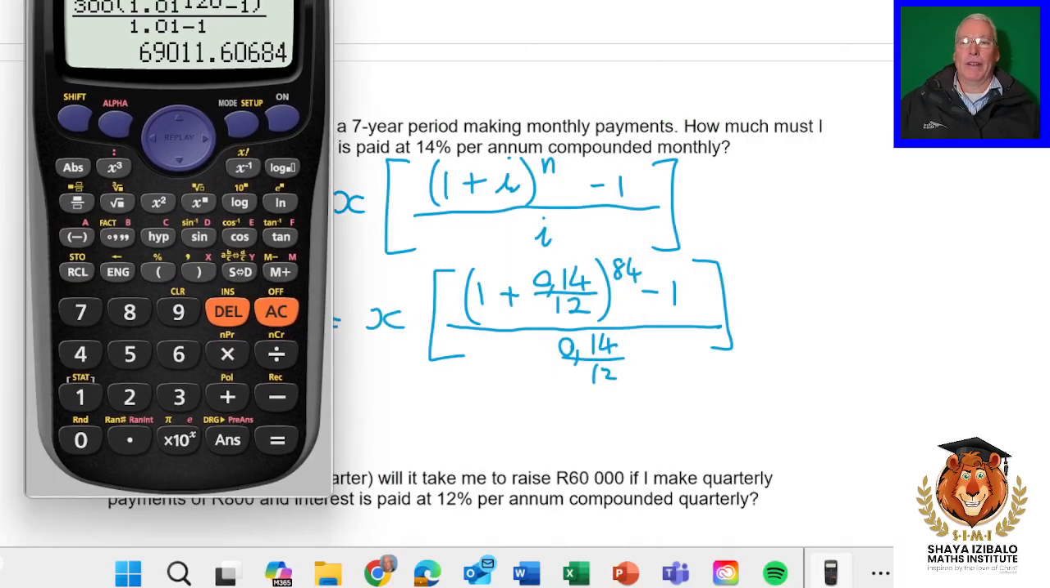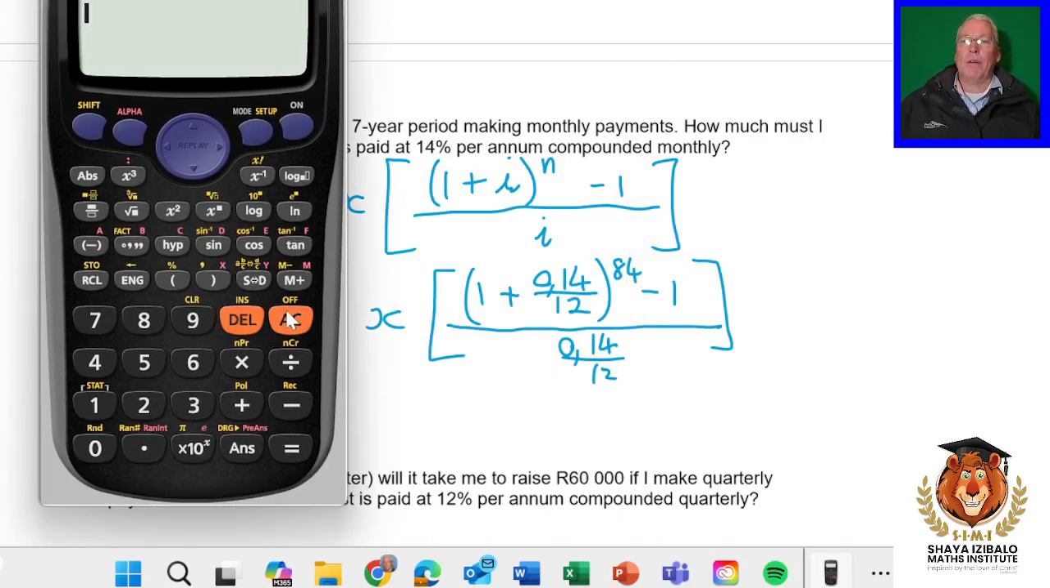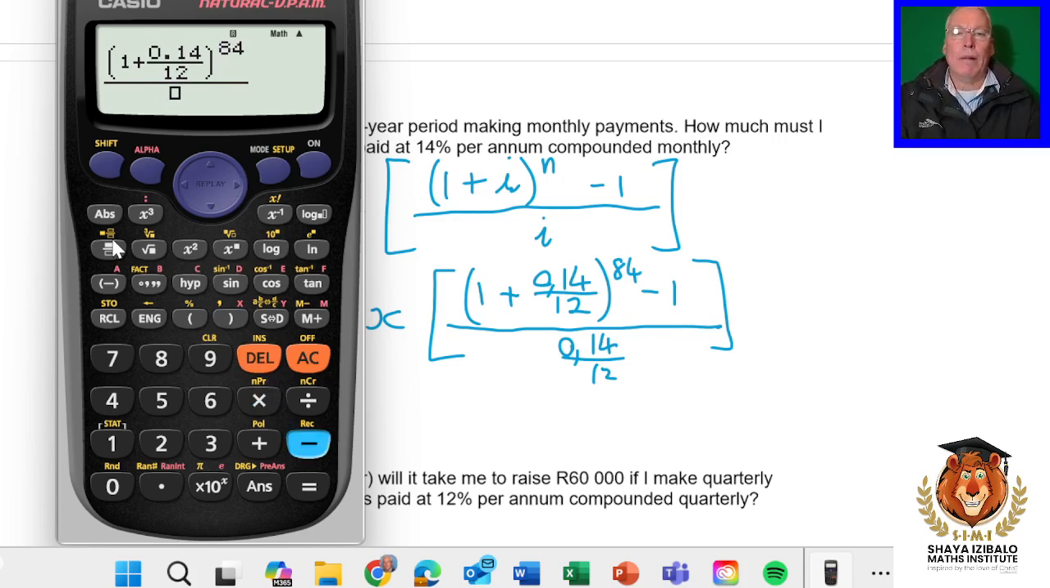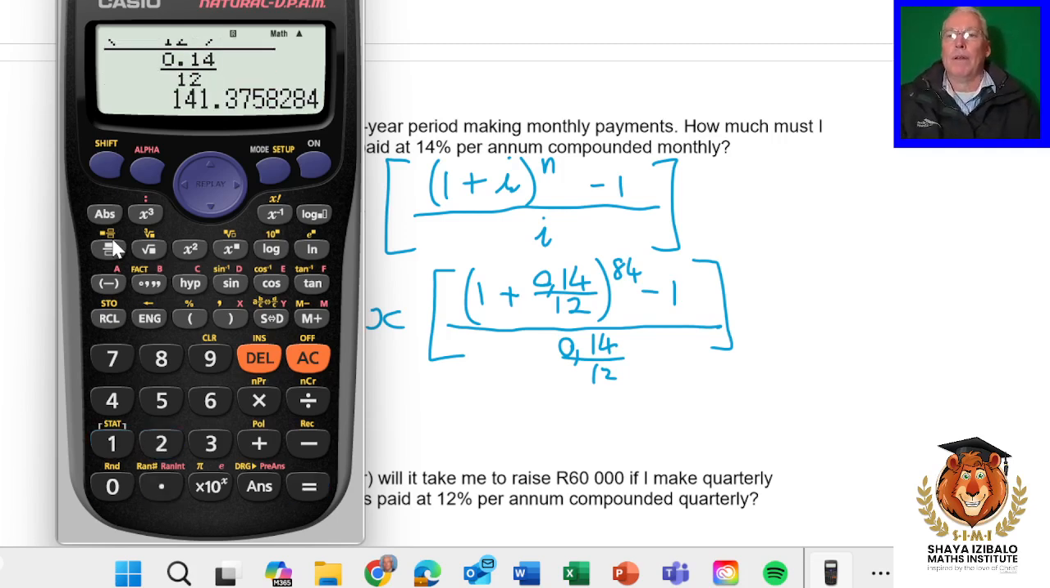Now we're going to work this out. Let's just have a look. All this stuff in the big square brackets is going to be as follows. It's going to be 1 plus 0.14 over 12 to the power of 84 minus 1 over 0.14 over 12. It comes to that, 141.37.